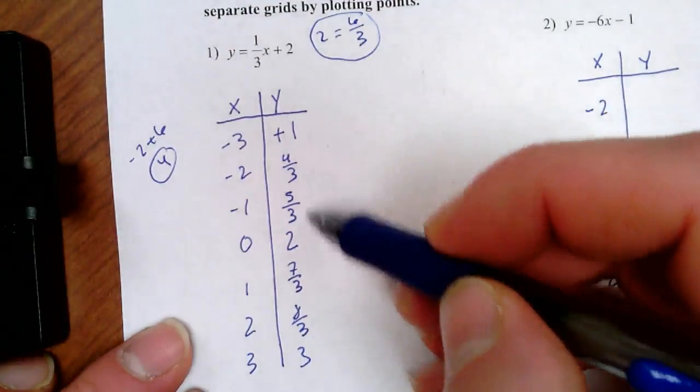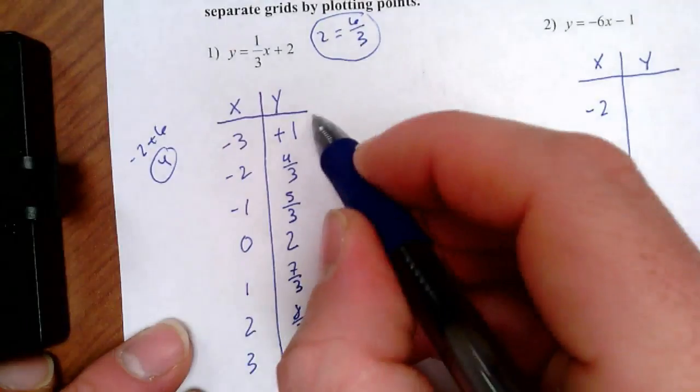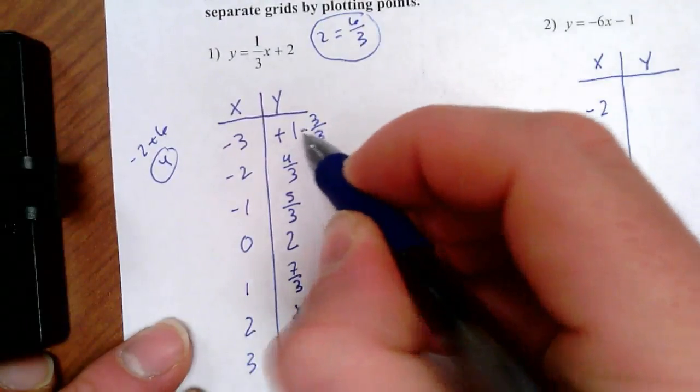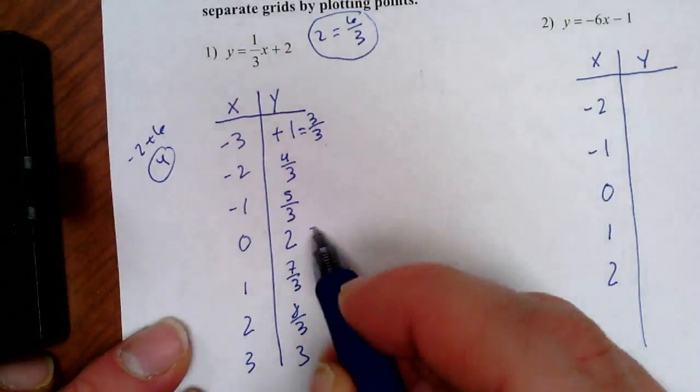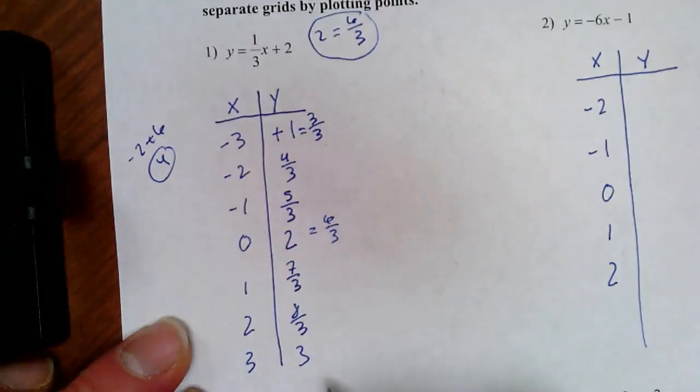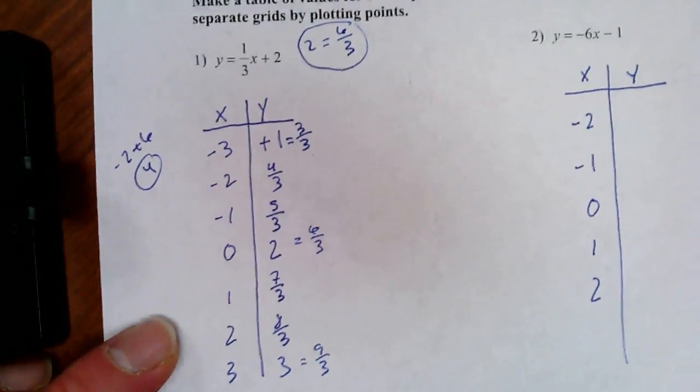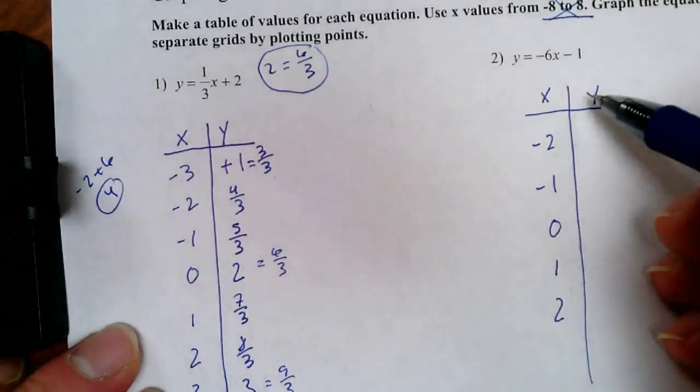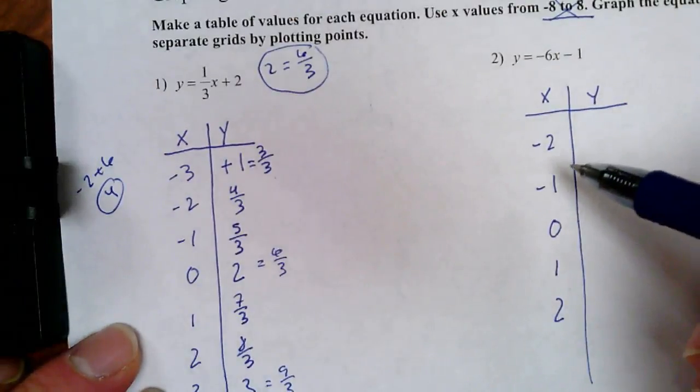And notice there's a pattern here if you look carefully. Remember that 1 is 3/3, 2 is 6/3, and 3 is 9/3. Okay. Next one here, this one's just a little more straightforward because there's no fractions.